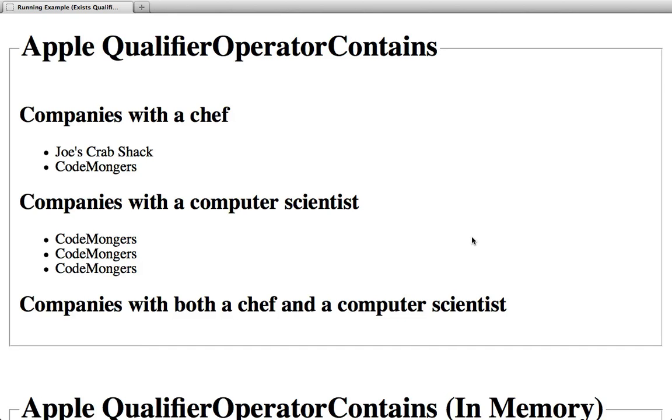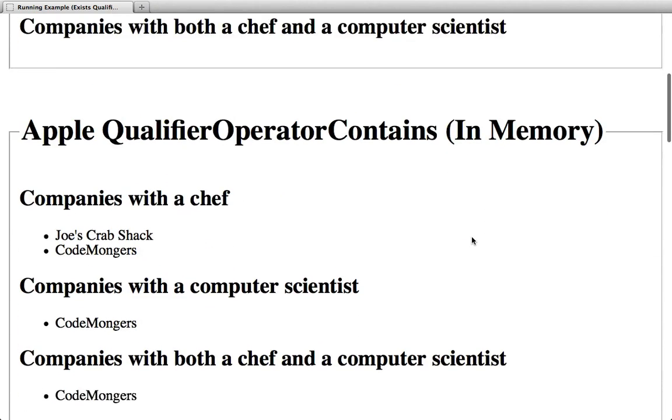If I look for companies with a chef, I get Joe's Crab Shack. Yeah, they got a chef. They're a restaurant. Codemongers, remember they hired that famous chef to keep the programmers working hard. Right? That makes sense. Companies with a computer scientist, we get Codemongers 3 times. Companies with both a chef and a computer scientist, we get goose eggs. But come on, we know Codemongers has some famous guy making their food, and they have several programmers on staff. So that's just wrong. We're hitting the database and we're getting wrong results.